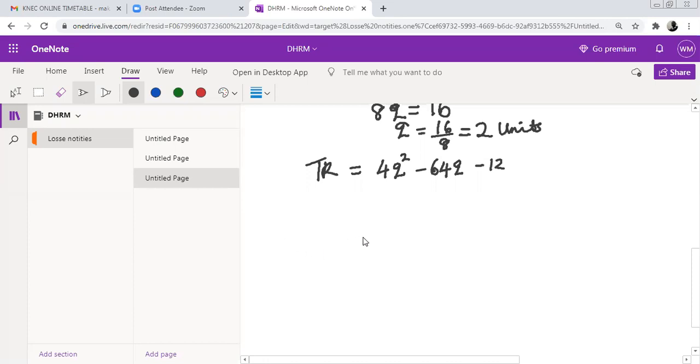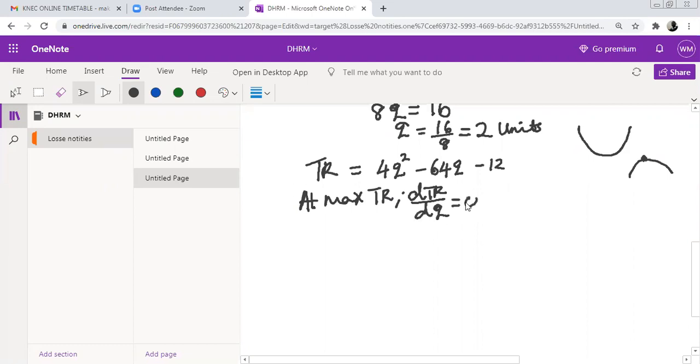Again here, just remember, at the maximum point, the revenue function is actually like a curve. We can draw a curve of the revenue. At that maximum point, the gradient of that revenue curve is going to be 0. So you say at maximum total revenue, the change in total revenue over change in Q is equal to 0. If it is maximum profit, you do change in π over change in Q. If it is the maximum total revenue, change in TR over change in Q is going to be equal to 0.